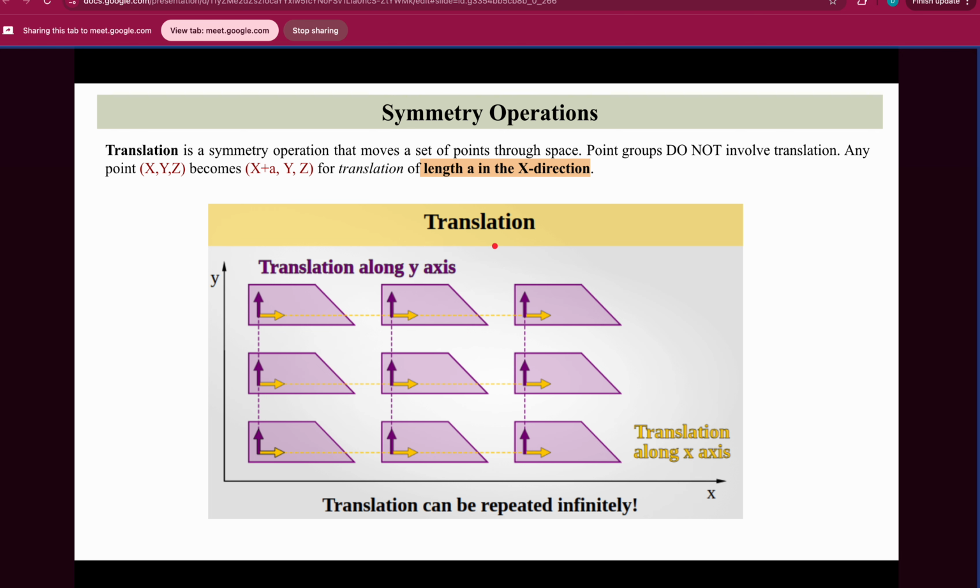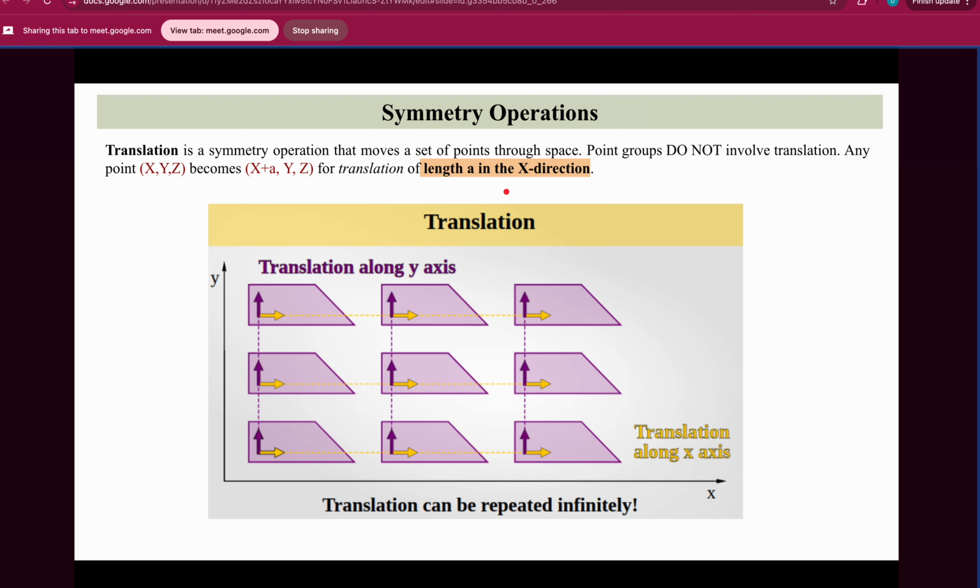And then comes translation. Translation means something moved by some distance. This is a symmetric operation that moves a set of points through space. As you can see in this figure, this particular crystal has moved by some distance and reached here. In this case, point groups do not involve translation. Any point x, y, z becomes x plus a, y, z. Now why x plus a? Because translation is happening in the x direction.